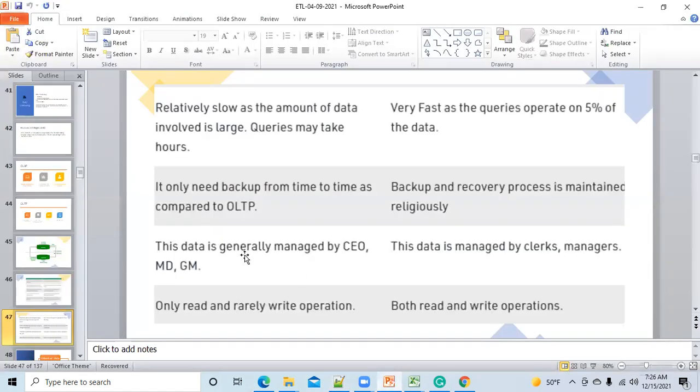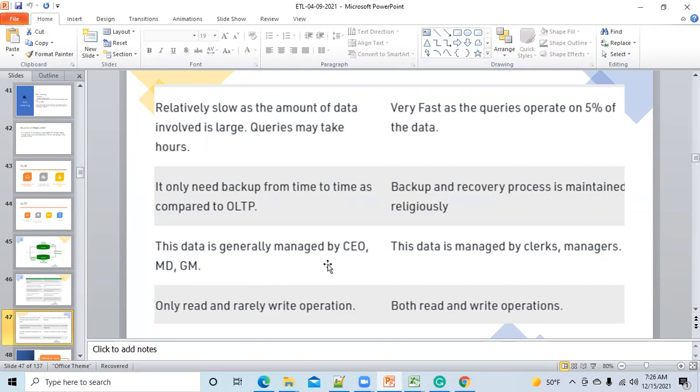This data is generally managed by the CEO, MD, and GM. Of course. The CEO, MD, and GM will not call you on a daily basis to ask what the transaction was yesterday or what the transaction is tomorrow. They want to see a holistic picture: for the last 3 months, how the business was performing, or the last 6 months. Like companies that publish their quarterly and annual results.